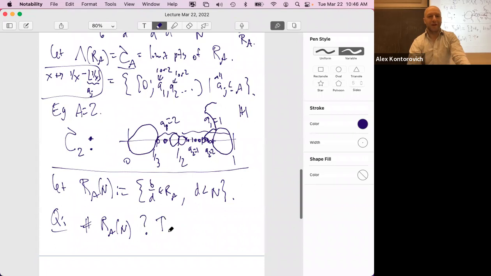So a trivial bound, can someone give me a trivial bound for the size of R_A(n)? Well, what if there was no restriction on the numerator versus the denominator? So the numerator ranges from 1 to D, n squared. Yeah, so trivially it's bounded by n squared.